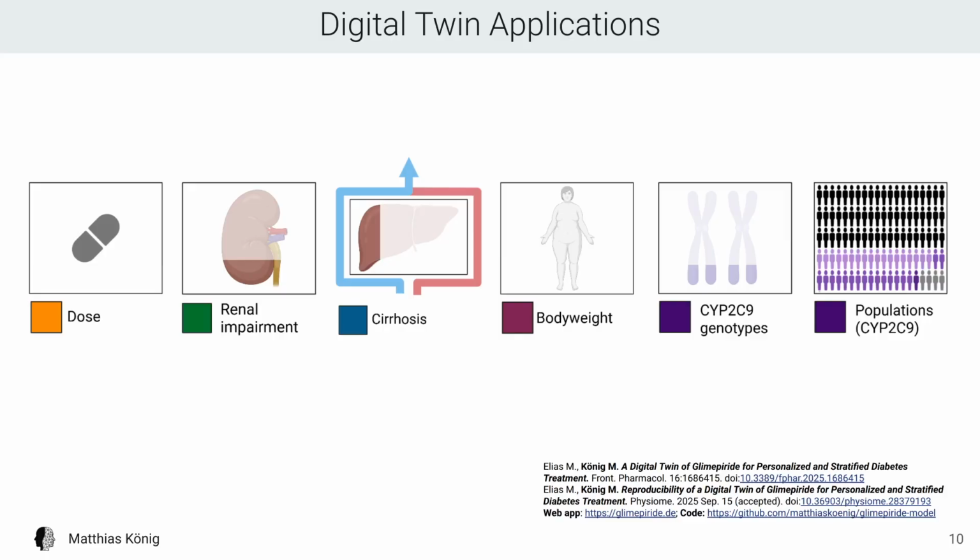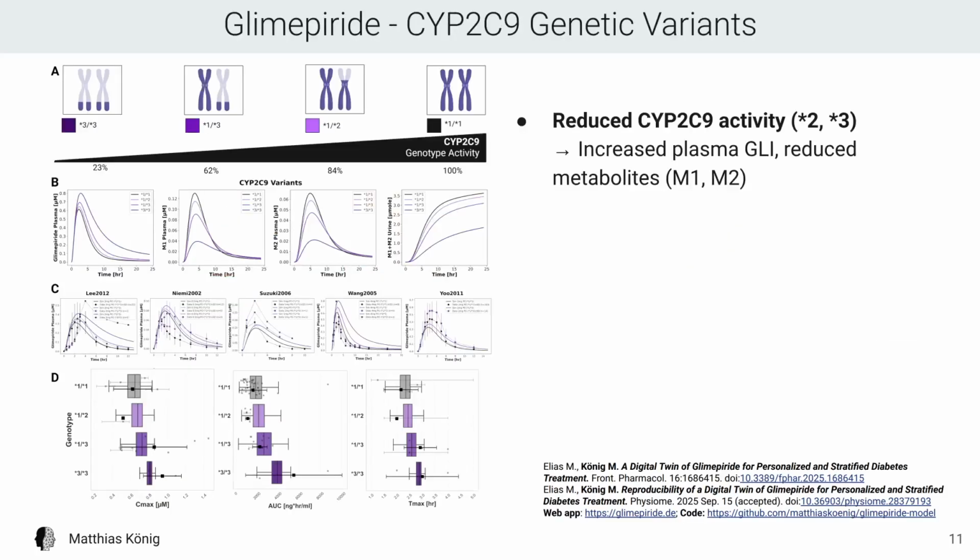We applied this digital twin of glimepiride to study key factors affecting pharmacokinetics: the dose dependency, renal impairment, liver cirrhosis, the body weight dependency, effect of genetic variants, and simulated virtual patient populations. For instance, we use the model to assess the impact of CYP2C9 genetic variants, such as the *2 and *3 alleles, which reduce the enzyme activity. Reduced CYP2C9 function leads to higher plasma levels of glimepiride and lower levels of its metabolites M1 and M2. This demonstrates how the model can support pharmacogenomic informed dosing.